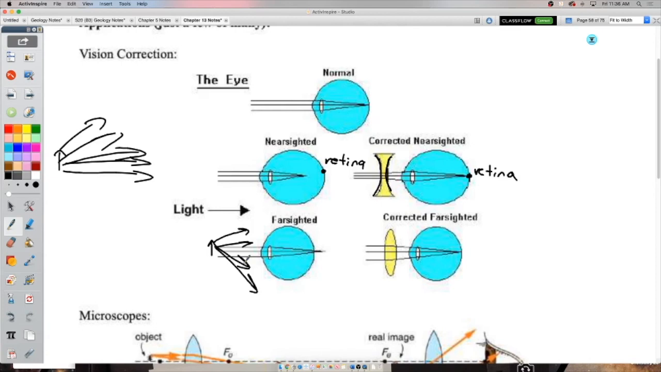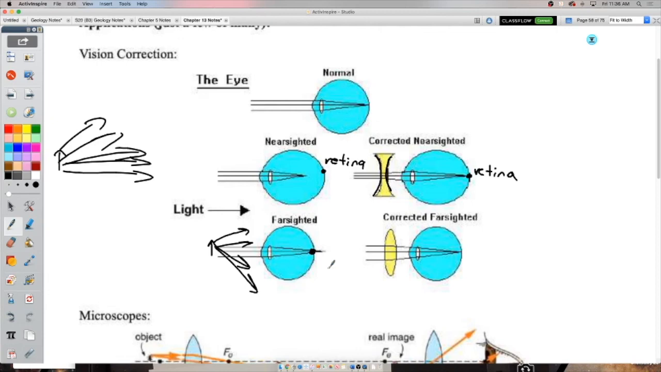Now, in a farsighted person, your lens is not converging enough. It's too weak. It's not converging early enough, okay? And so your retina is here, but the image is forming back here behind your retina. So that's no good. Your brain can't do anything with that. The image needs to form on the retina. So how do you fix that?